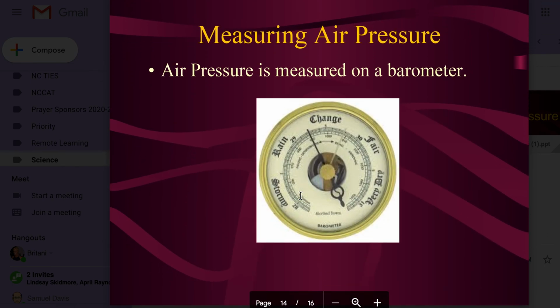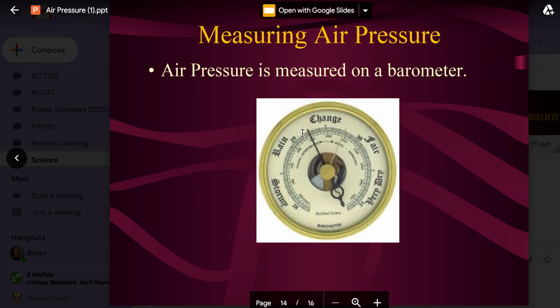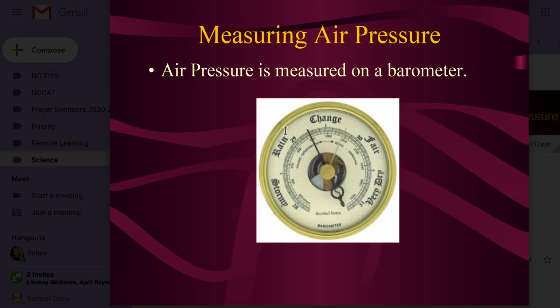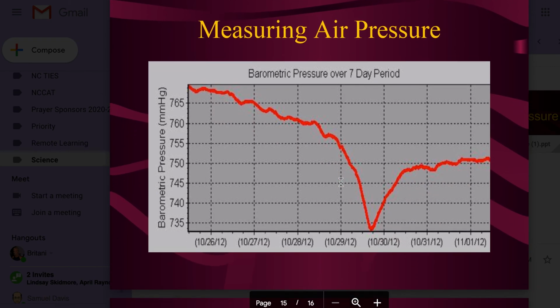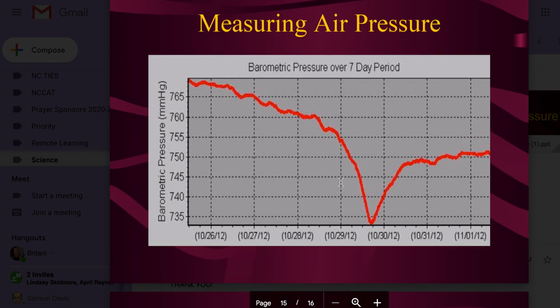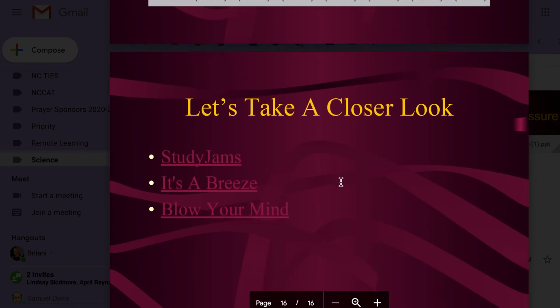Okay, we measure air pressure with a barometer. Like I've shown y'all, it's so cool to me. You can see that it's stormy, rain, the weather's going to change, fair. I just love this instrument. I think it's very cool. And so the air pressure really determines what our weather's going to be. Okay, measuring air pressure, that barometric pressure. Like I said, during hurricanes, you'll hear them talk about what the pressure is in those storms. And with that low pressure, the lower it gets, the worse it is normally.